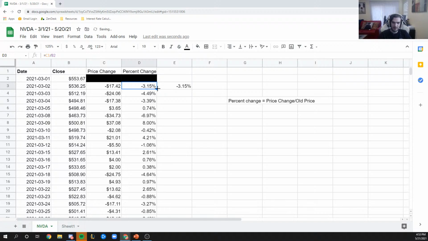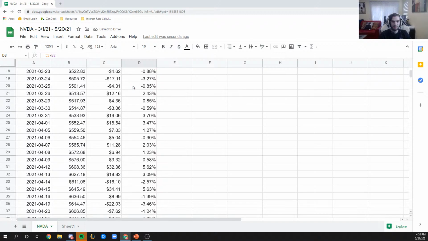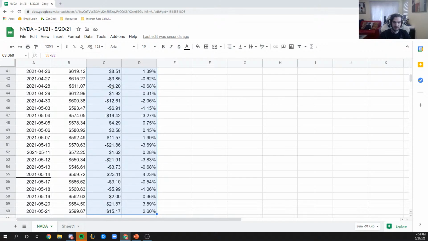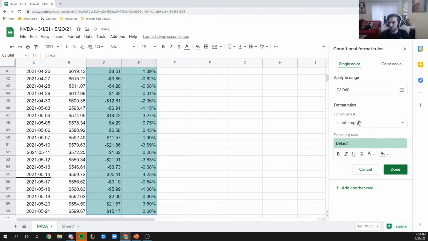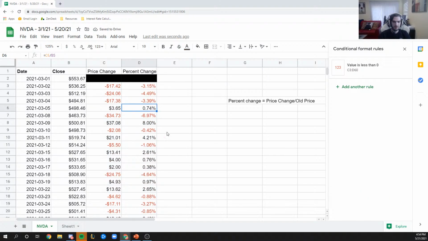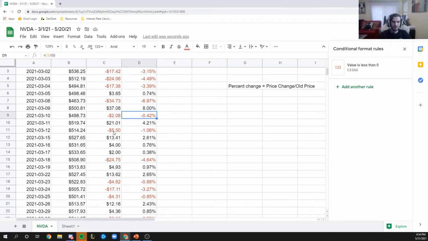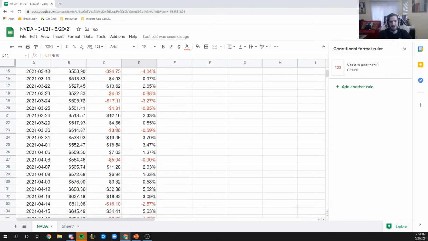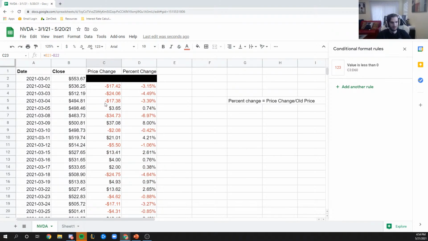So let's apply this to all of the rows. Ta-da! Now we have percent changes to match all of the dollars. And if you notice, let me make this a little bit easier: if the value is less than 0, make the text red. If you want to learn how I just did what I did, join us for the advanced class. But now what you can see is the negatives are always negatives. It doesn't change the information. It's just giving it to us in percentages instead of dollars.